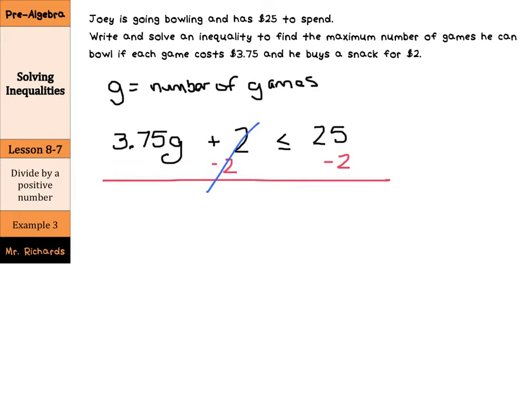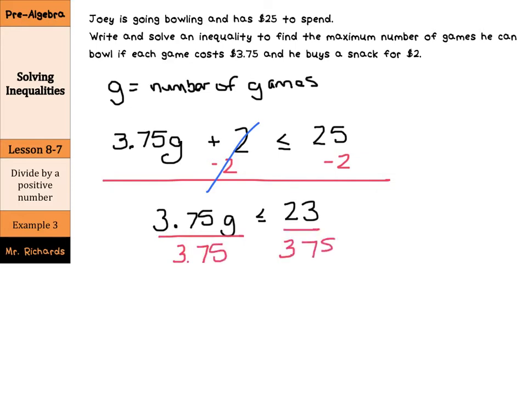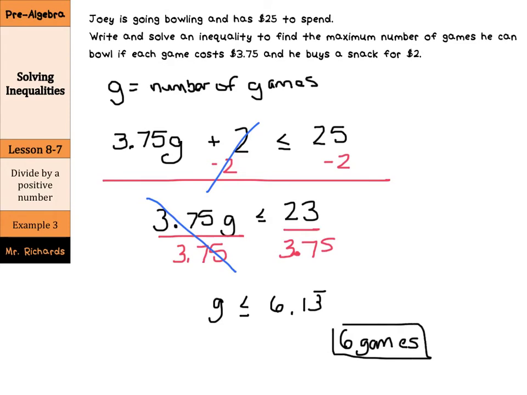Now to solve the inequality, subtract 2 from both sides. This cancels. We're left with $3.75 per game is less than or equal to 23. Then divide by $3.75 on both sides of our inequality. And we are left with g is less than or equal to 6.13 with this 3 repeating. Well, basically, he can bowl 6 games. He cannot bowl the 7th. He would go and spend too much money. So 6 games is the maximum number of games he can play.